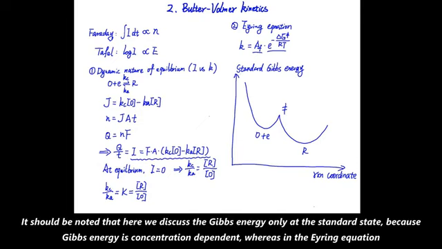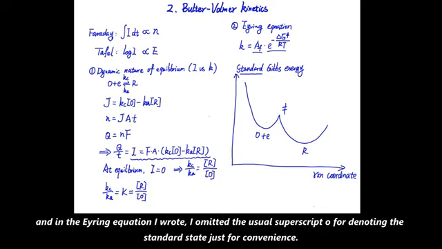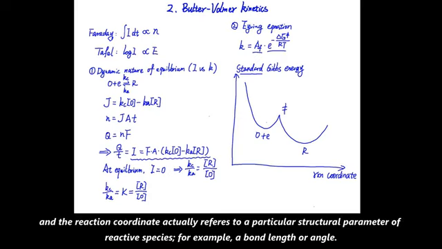It should be noted that here we discuss the Gibbs energy only at the standard state, because Gibbs energy is concentration dependent, whereas in the Arrhenius equation, the rate constant is not concentration dependent, especially in dilute systems. So the theory I'm going to present in the following needs to be in the context of the standard state of concentrations. And in the Arrhenius equation I wrote, I omitted the usual superscript O for denoting the standard state, just for convenience.